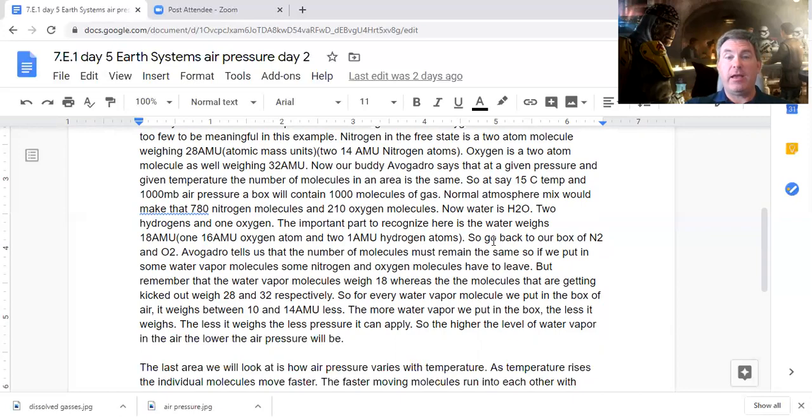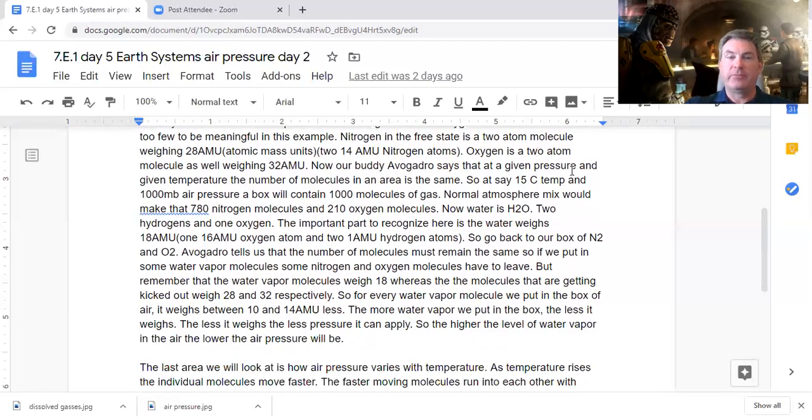Every time you add water vapor to the atmosphere, the mass goes down and the air pressure is less. Interesting. It doesn't seem to make sense, because it's like, hey, wait a minute, we're adding. No, we're displacing things that weigh more. Think of it that way. Not adding, we're displacing. We put this in, something else goes out. Something that we're putting in weighs less.